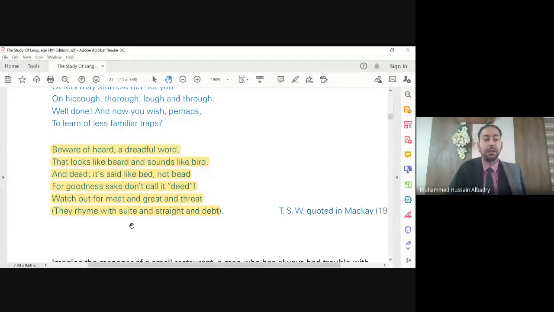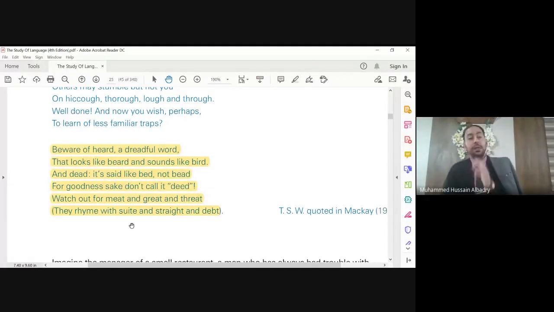Okay, I will repeat it. Beware of hurt, a dreadful word that looks like beard and sounds like bird. And dead, it is said like bird, not deed, not bead. For goodness sake, do not call it deed. Watch out for meat and great and threat. They rhyme with suit and straight and dead.